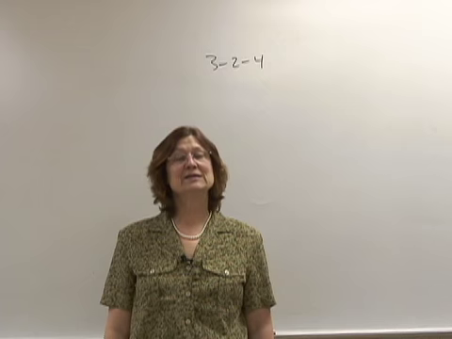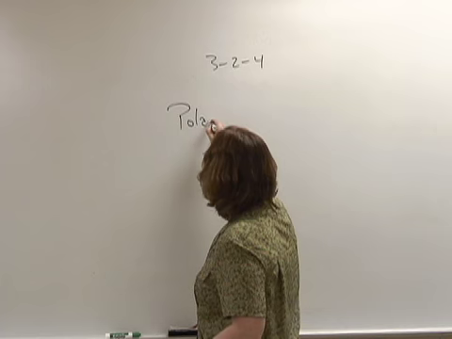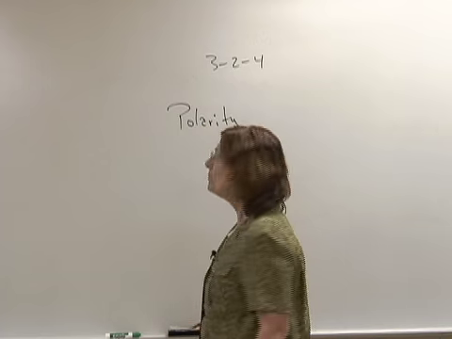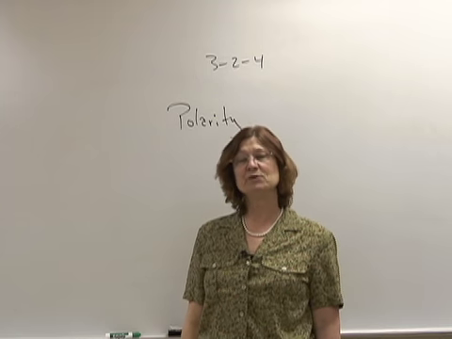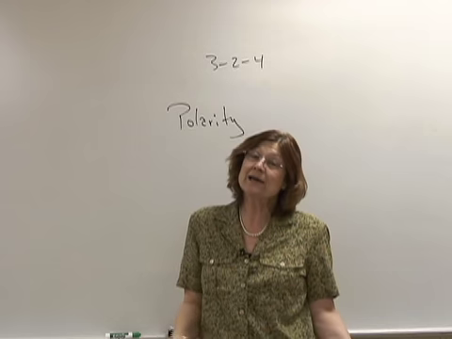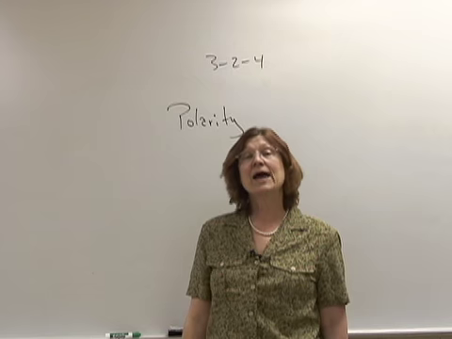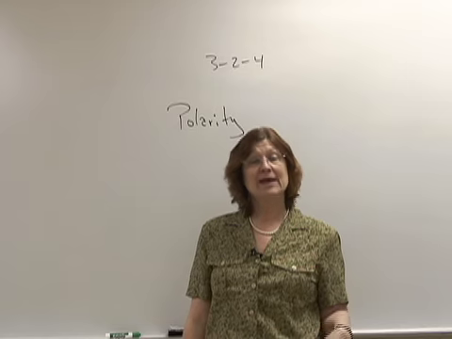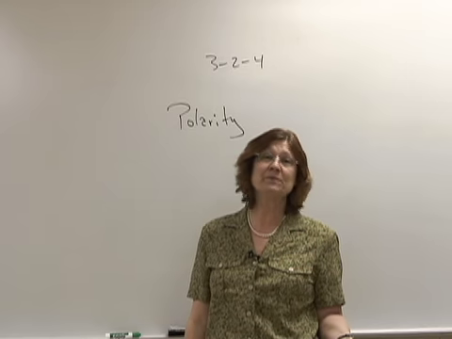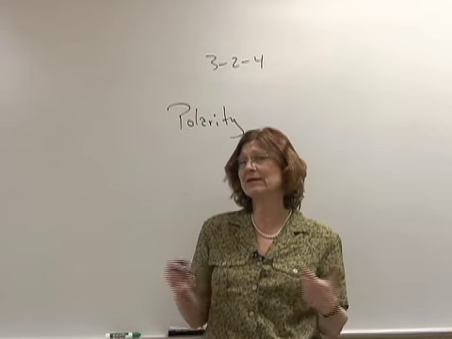We are going to discuss polarity. Polarity is when molecules have an unequal distribution of charge. One side of the molecule is more positive and one side is more negative. Now, the shapes of those that follow the octet rule, if they have a lone pair, they're going to be polar, because the lone pair is very negative.